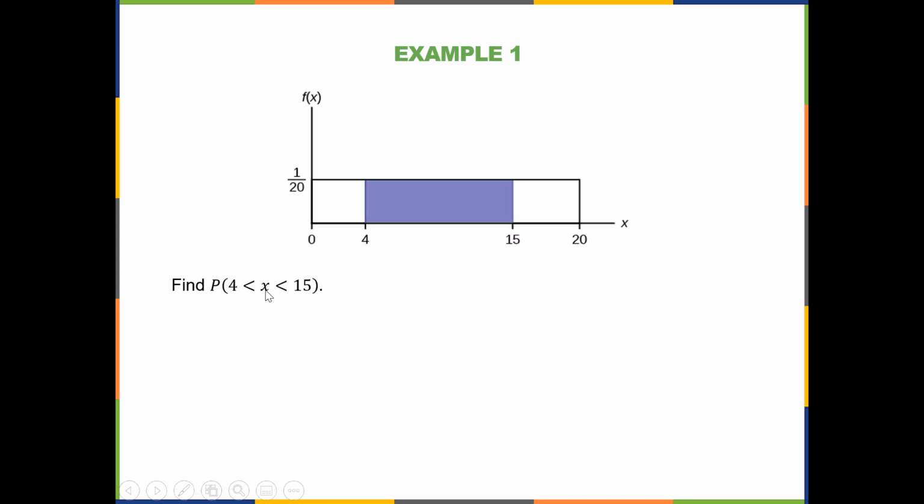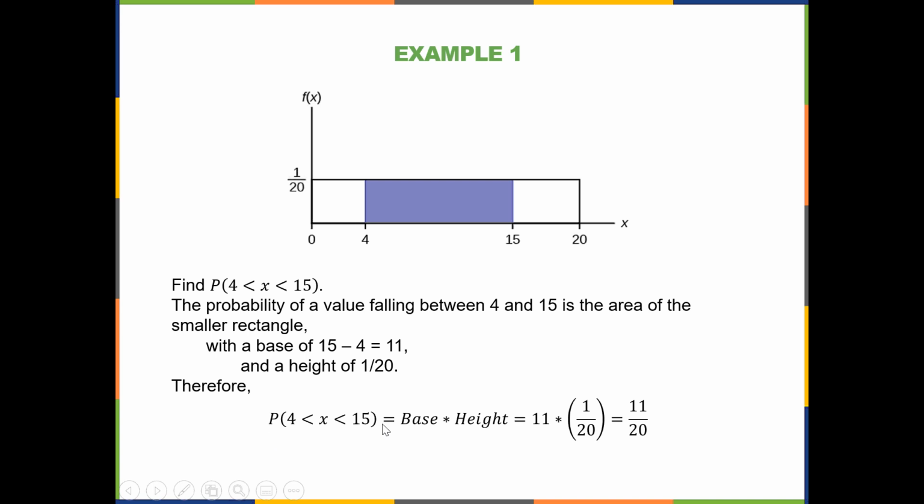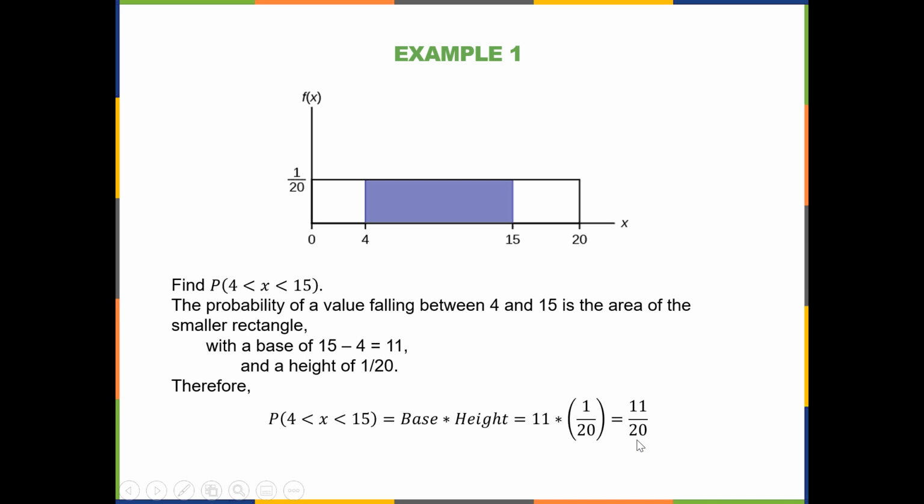Let's find the probability that a random variable will fall between 4 and 15. The probability of a value falling between 4 and 15 is the area of the smaller rectangle between 4 and 15. It has a base of 15 minus 4, so 11 is the base. The height is 1 over 20. So when we multiply those together, we get the answer 11 over 20 as our probability.